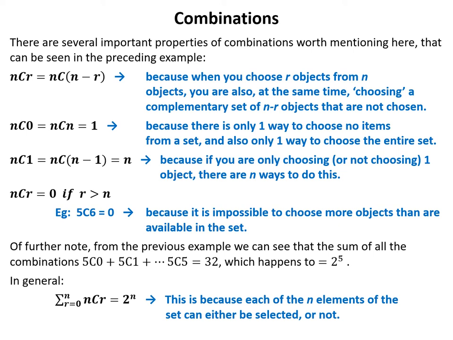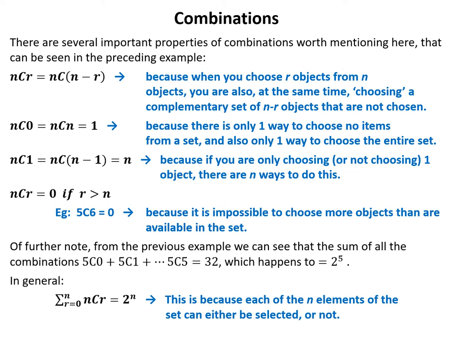And then finally, we have the rule that says n choose r will equal zero if r is greater than n. That's similar to the rule we saw for permutations, because it's impossible to choose more than is available. So for example, five choose six would equal zero.